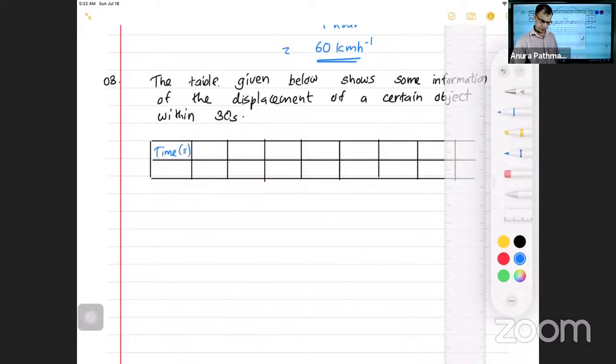Displacement in meters: 0, 0; 5, 20; 10, 40; 15, 40; 20, 40; 25, 20; 30, 0.